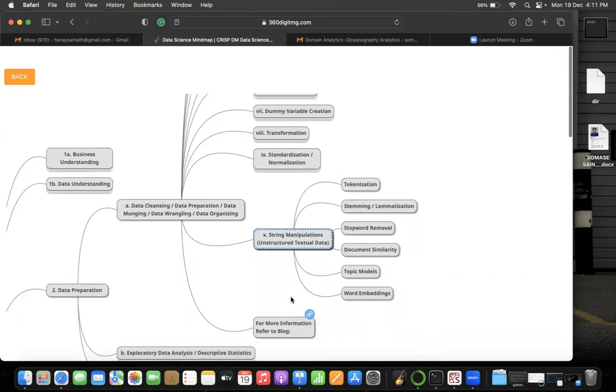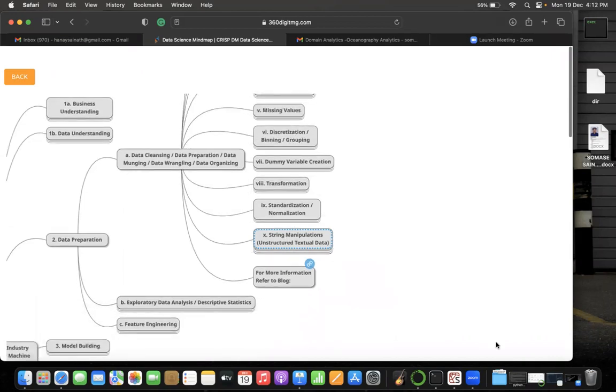Then we have string manipulation, which deals with unstructured text data. It includes tokenization, stemming, lemmatization, stop word removal, and document similarities. So the text topic methods are also in the manipulations. So this was about the manipulation.